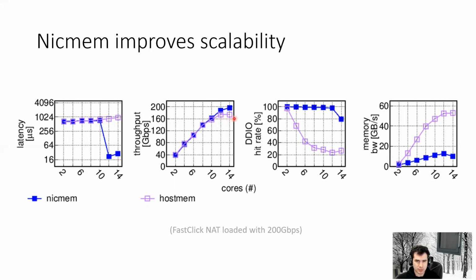The reason this happens is because the DDIO hit rate of hostmem decreases as we increase the number of cores. And decreasing DDIO hit rate causes memory bandwidth to increase significantly, and it hurts application performance, as we saw before. In contrast, NIC memory throughput scales and achieves line rate at about 12 cores, which significantly improves latency.